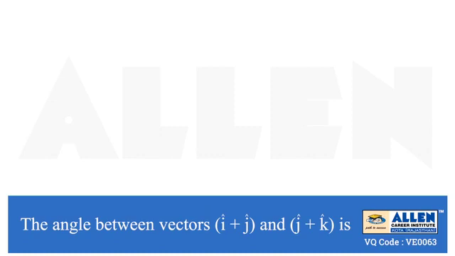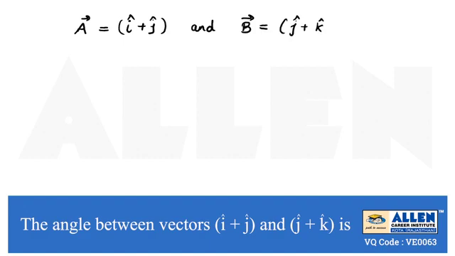The angle between vectors i cap plus j cap and j cap plus k cap is, here we have to find angle between two vectors. So if vectors are given like this, a vector which is i plus j cap and another vector which is given, consider it as b vector equal to j cap plus k cap. So we have to find angle between a vector and b vector.